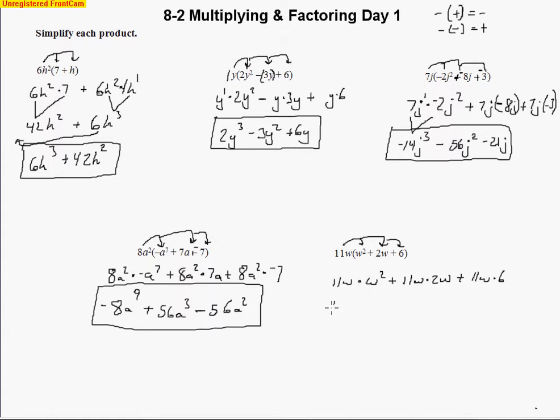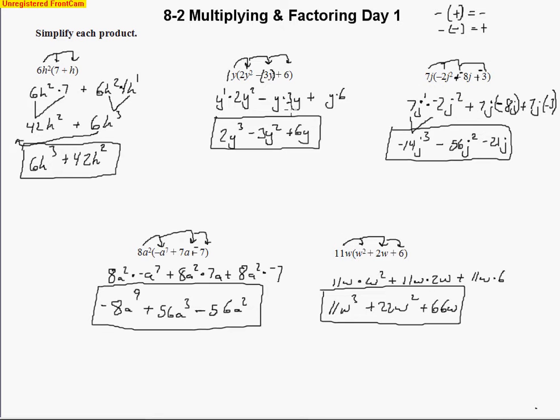And so when I do that work, I got 11w to the third plus 22w squared, because of the two w's here, and then plus 66w. And that would be our answer. So that's multiplying a monomial over a polynomial.